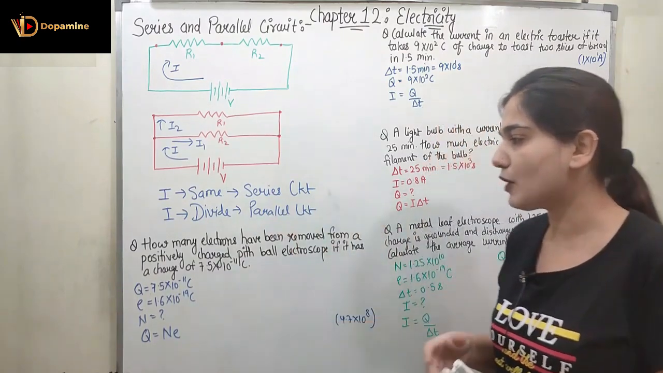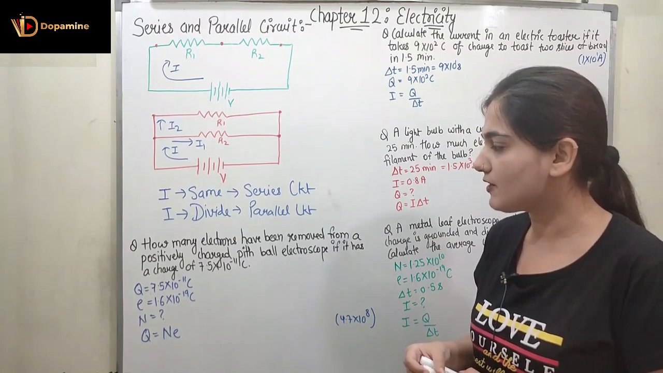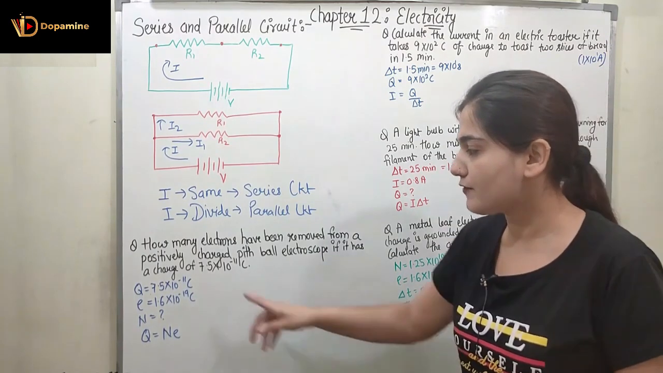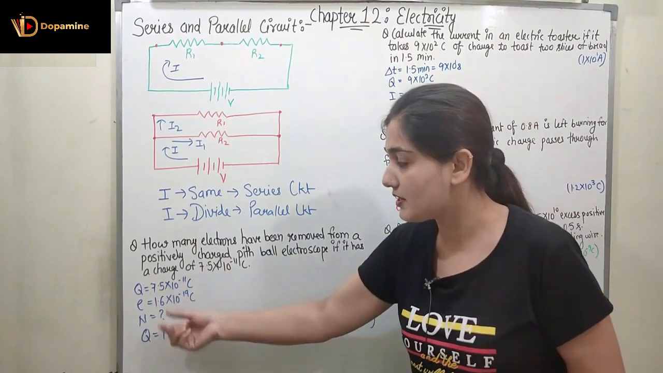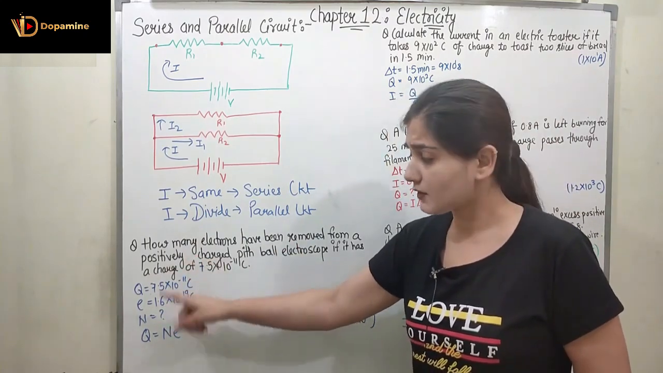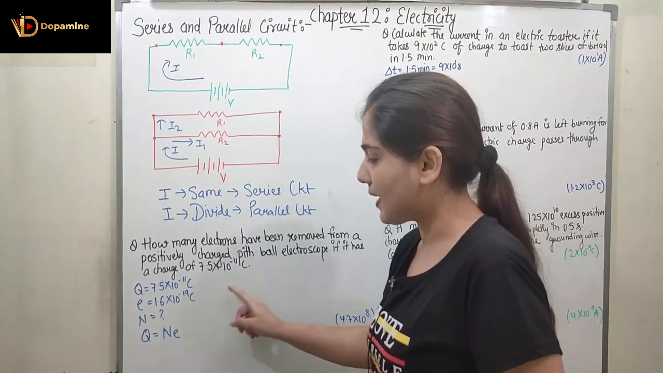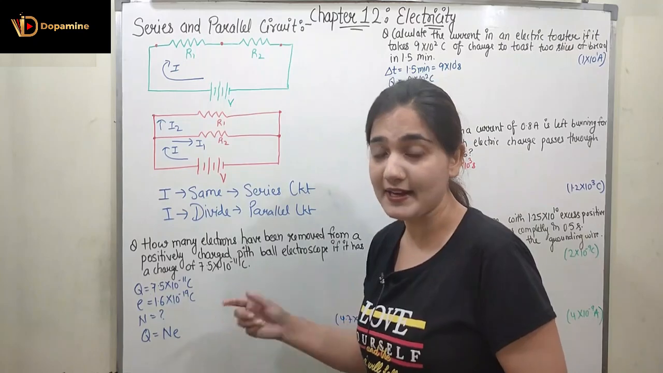Now coming to the first problem for the day: how many electrons have been removed from a positively charged pith ball electroscope if it has a charge of 7.5 × 10^-11 coulomb? Total charge is given. We know the charge on one electron, e = 1.6 × 10^-19, and we know the formula: total charge is equal to n times e.